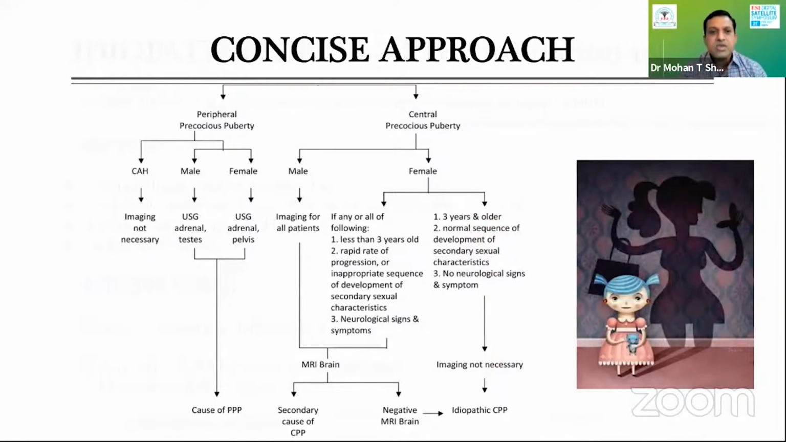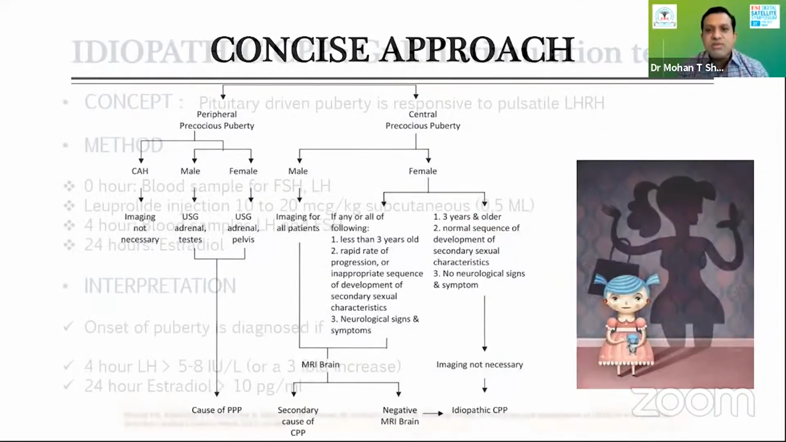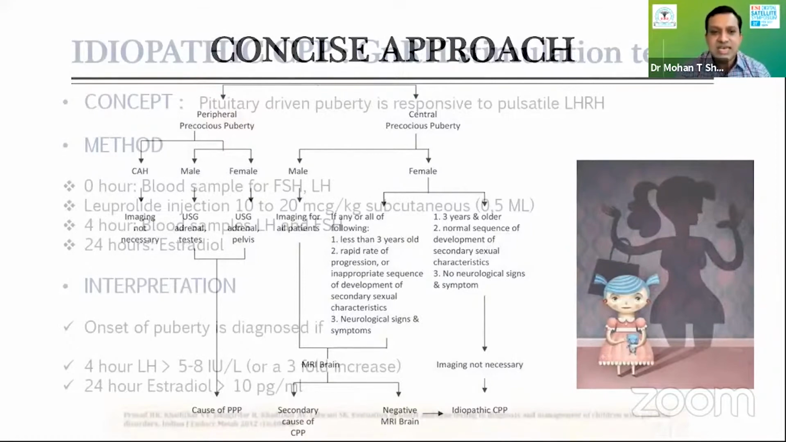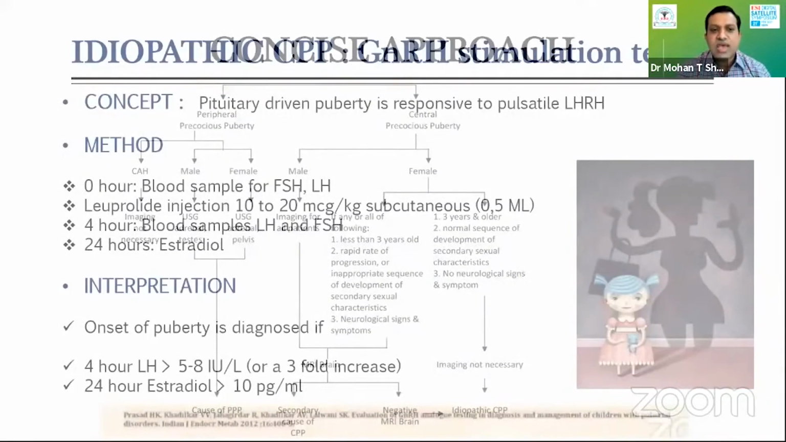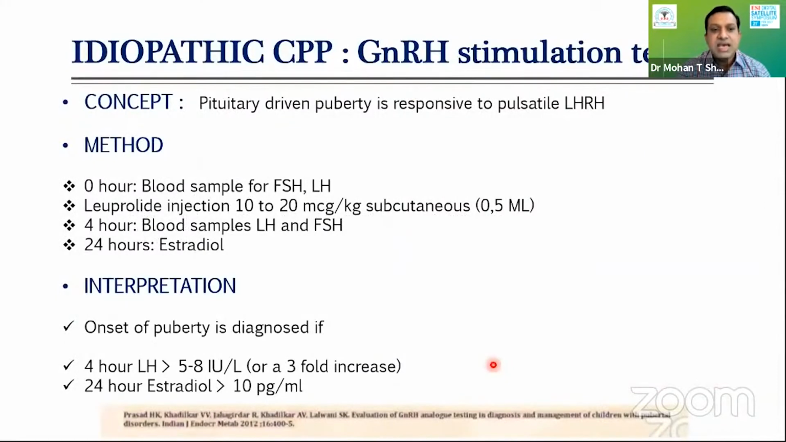So the concept of GnRH stimulation test is that pituitary-driven puberty is responsive to pulsatile LHRH. We take a 0-hour baseline value of FSH and LH, and leuprolide injection is given, 0.5 ml, and at 4 hours, in some centers 1 hour is also done, LH and FSH are measured, and a 24-hour value of estradiol. Onset of puberty is diagnosed if the 4-hour LH value is more than 5, or even 8 in some centers, or a 3-fold increase.